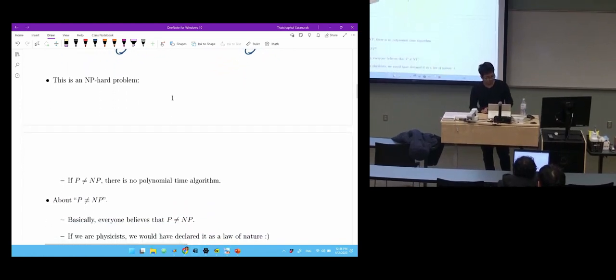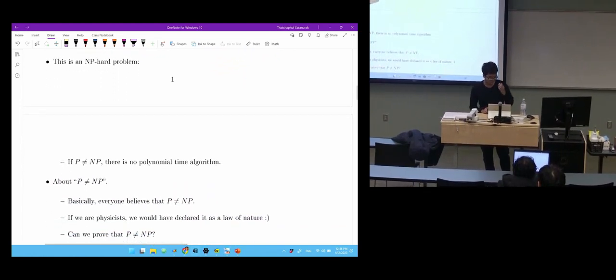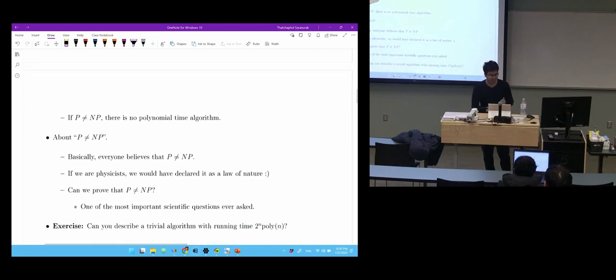By the way, about P is not NP, just to repeat what you have known: basically, everyone believes that P is not NP. Some people don't believe that, but it's just a small number of people. If we were physicists, I think we would have declared it a law of nature already. But we are math people, so we want to prove it. And this is really one of the most important scientific questions that has ever been asked, I think.